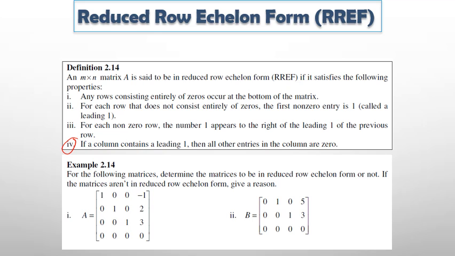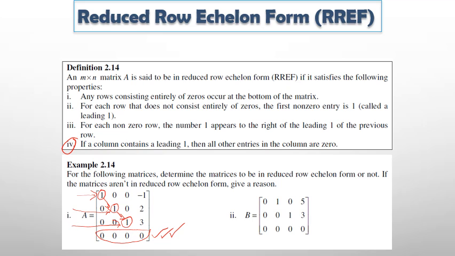Okay, let's check property number 1 for A. Is there any all zeros row? Yes, it appears at the bottom, so correct. And then property number 2, we look from the left. For the first row, yes, we see the number 1 first. Second row, we see the number 1 first. Yes, check. And then the third property, it must appear to the right. Yes.